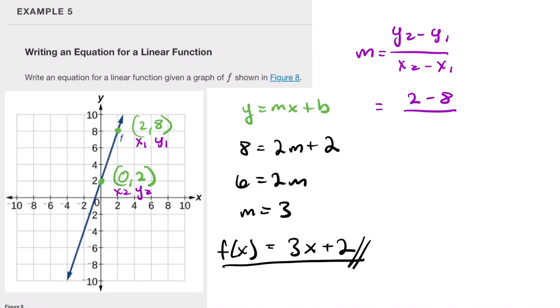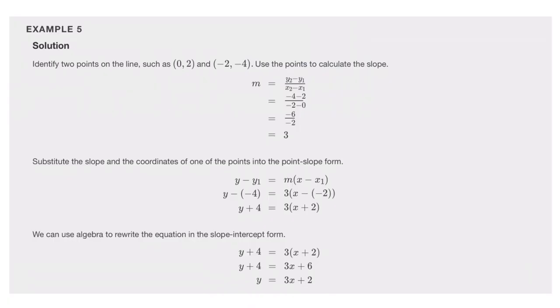Okay, so we said 2 minus 8 divided by 0 minus 2. That's going to be a negative 6 over negative 2, which is a positive 3. So we got the same slope. We saw 2 different ways to find the slope. Once we had the slope and the y-intercept, we just plugged those into our slope-intercept formula. So then our function was 3x plus 2. I think this is good.